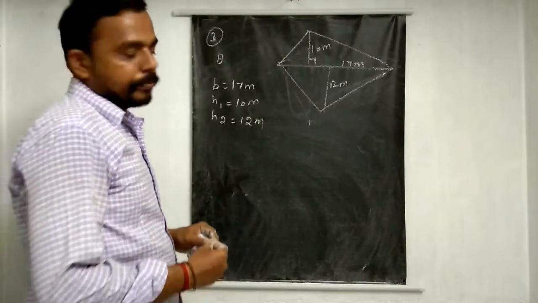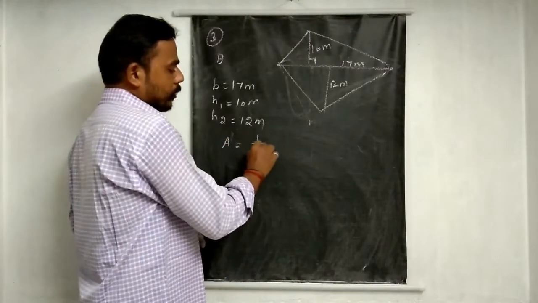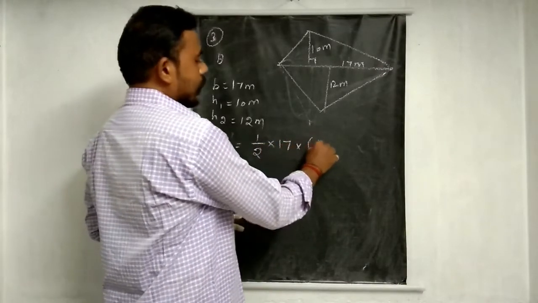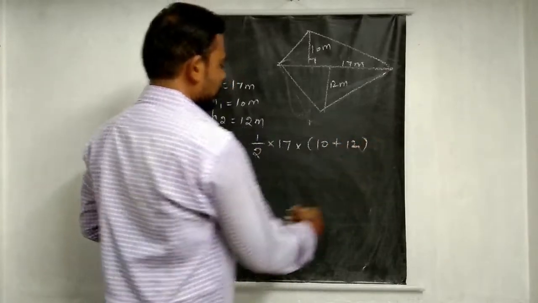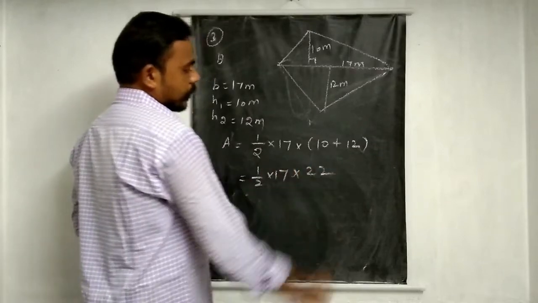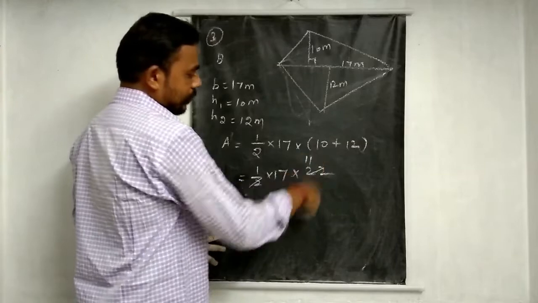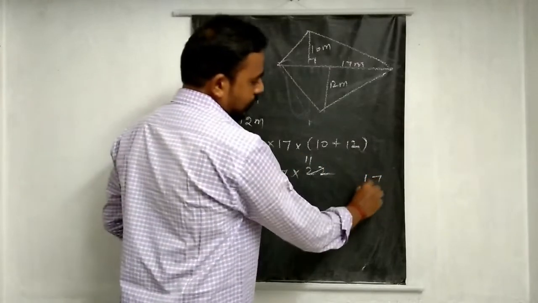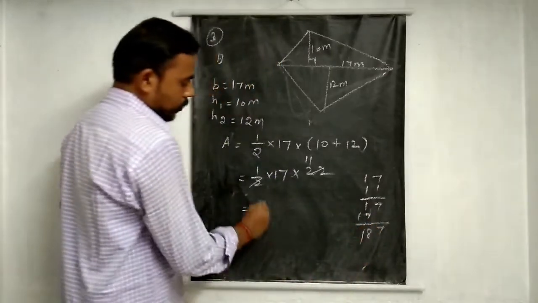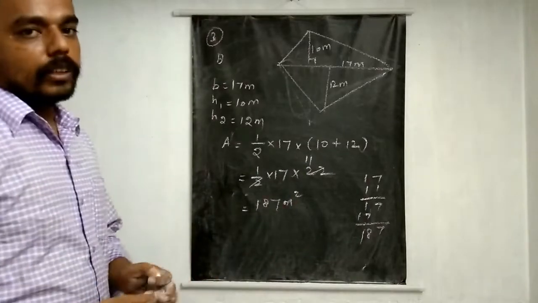This thing given. So for that area equal to 1 by 2, already we know the base into H1 plus H2. So 17 into 10 plus 12. So 1 by 2 into 17 into 22. 10 plus 12, 22. So cancel this, 11. So 17 11s are 187 meters square. This is the answer for the third one.